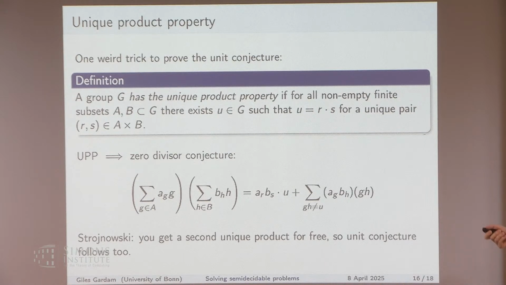And in fact, there's a very nice little argument of Strojnowski saying you always get a second unique product for free, unless both sets are size 1, of course. And so, in fact, you get the stronger unit conjecture as well. Okay, and overcoming this unique product property is already a large part of the challenge of producing non-trivial units and so on. And this is a very combinatorially flavored thing.